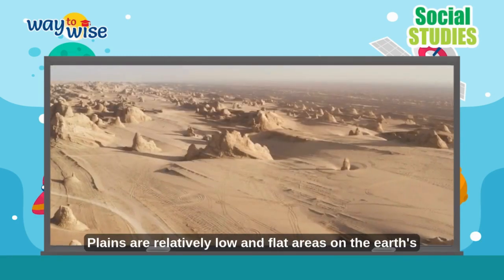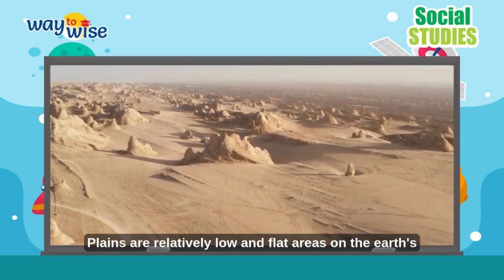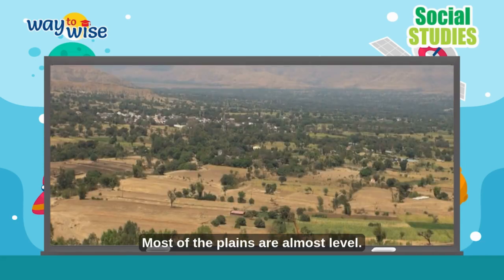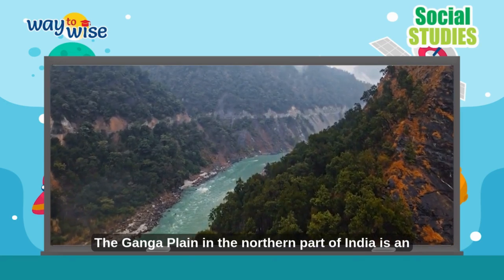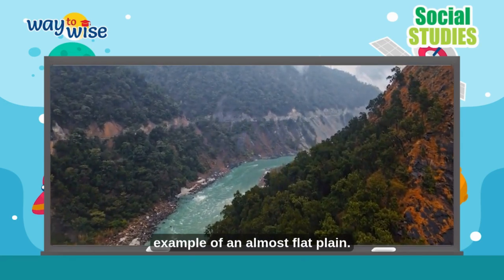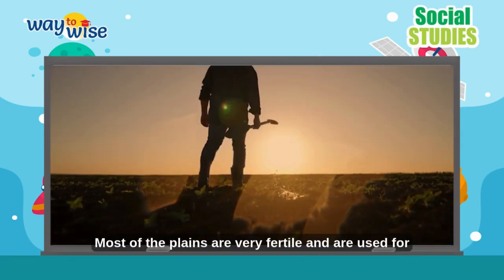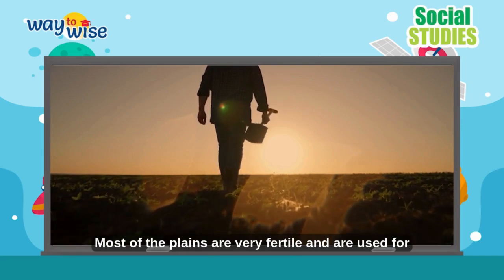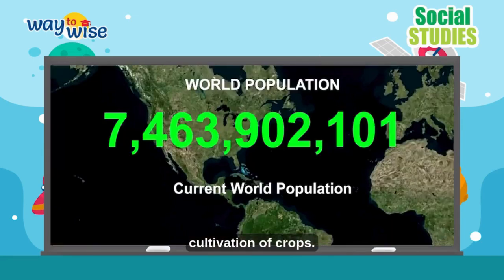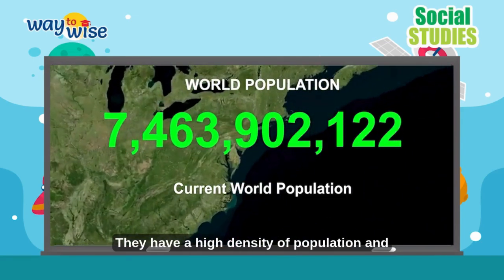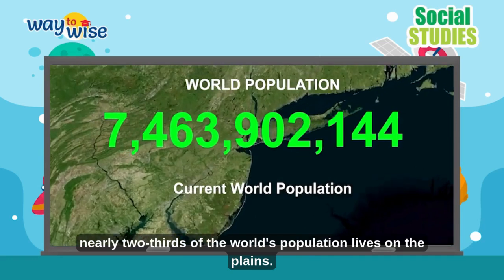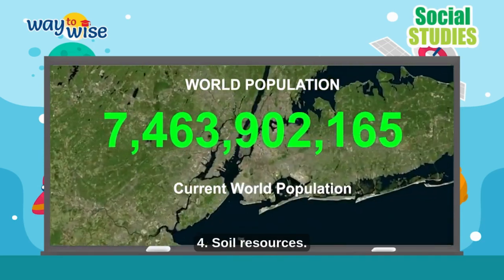3. Plains. Plains are relatively low and flat areas on the Earth's surface. Most of the plains are almost level. The Ganga Plain in the northern part of India is an example of an almost flat plain. Most of the plains are very fertile and are used for cultivation of crops. They have a high density of population and nearly 2/3 of the world population lives on the plains.